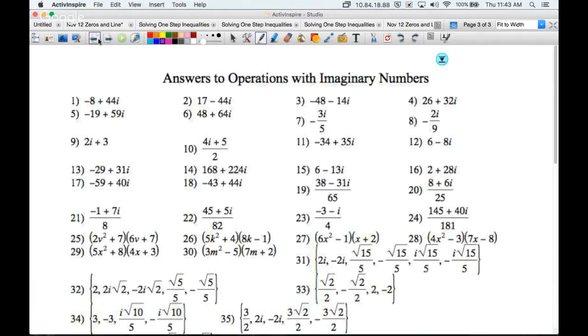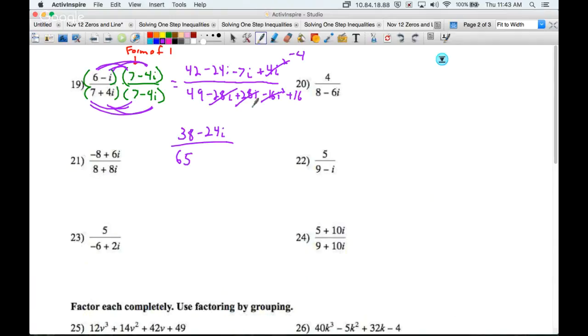38 minus 31i. Oh yeah, negative 24 minus 7. Oh, I had a rough time on this one. So that's why you double check your work though. All right, and yeah, there's no common factor between 38, 31, and 65, so we'll just leave our answer like that, just as we saw in the answer choices.